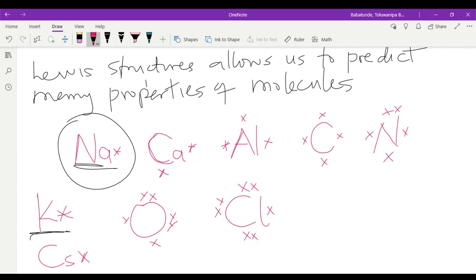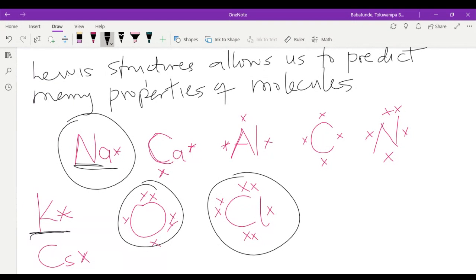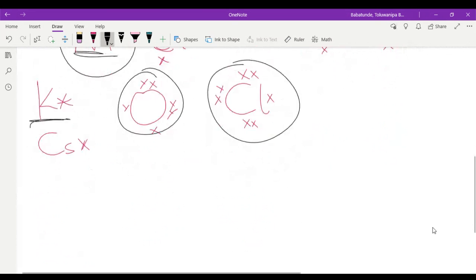Bromine will be the same as chlorine because they are in the same group. Oxygen will be the same as sulfur because they are in the same group. That is how we write the Lewis structure for the elements in the periodic table.